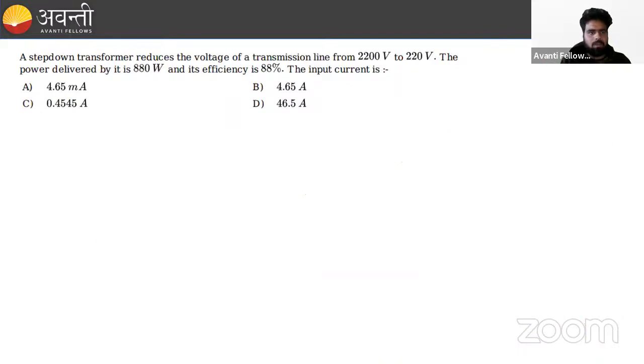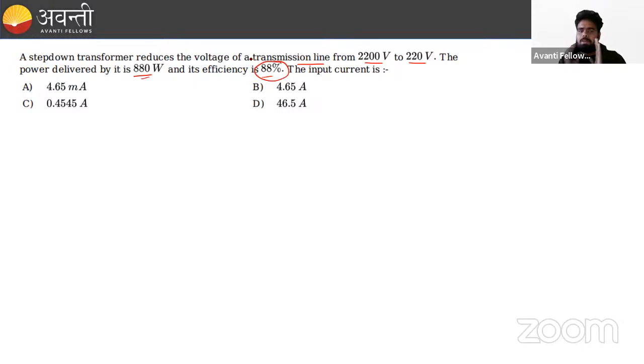Let's move to the next problem. This is an application of the EMI portion. A step down transformer reduces the voltage of a transmission line from 2200 volt to 220 volt, the power delivered, that is the power output, and the efficiency is 88%. This is a very important problem, because this type of problem is generally asked in JEE Main and NEET, because here efficiency is given. It does not say that efficiency is 100%.